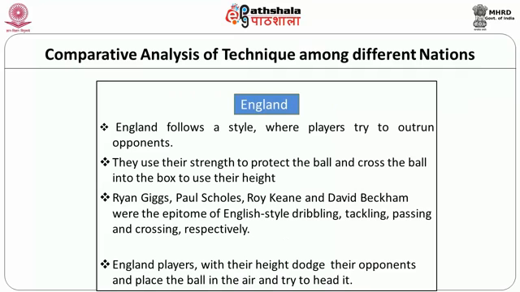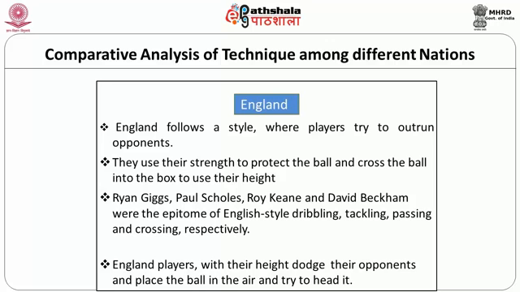Now we will discuss a comparative analysis of techniques in football followed by various countries in the world. There are nations which dominate football at the world level: Italy, Brazil, Germany, Spain and England are the 5 countries which are dominating football in the world. Each country follows their own style of play which is suitable to their players.